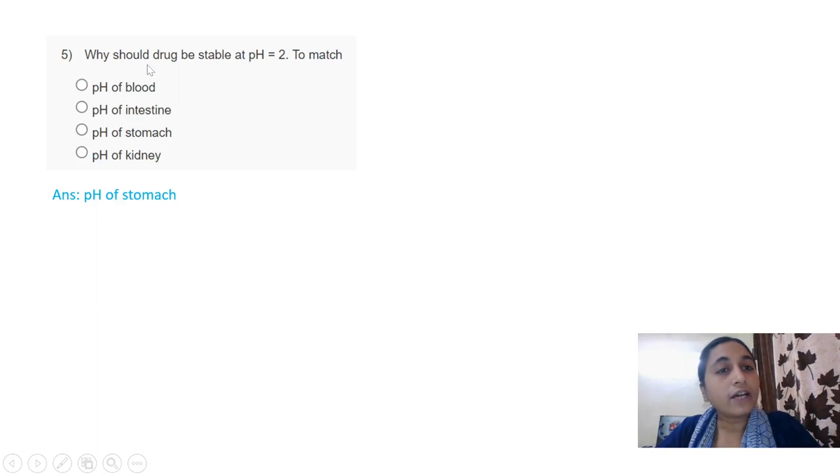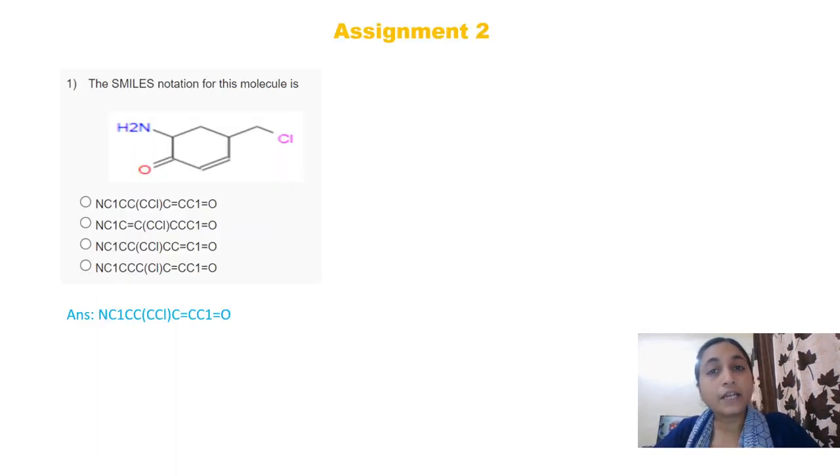And in question 5, why should a drug be stable at pH 2 to match the pH of the stomach? Because the pH of the stomach is acidic. Now come to assignment 2.